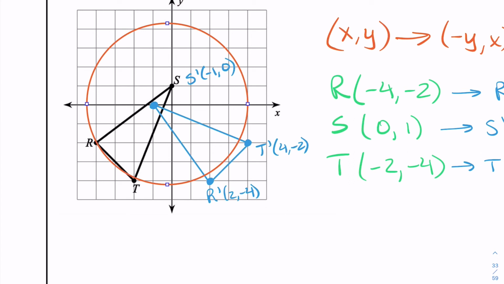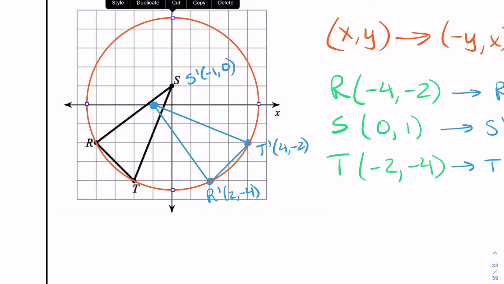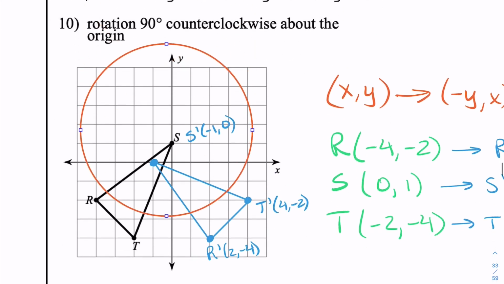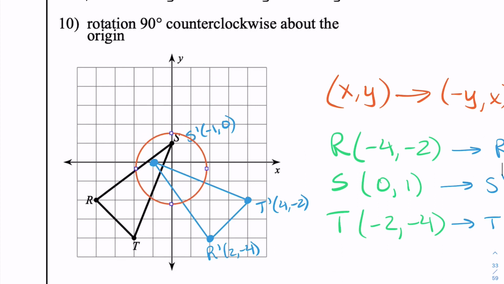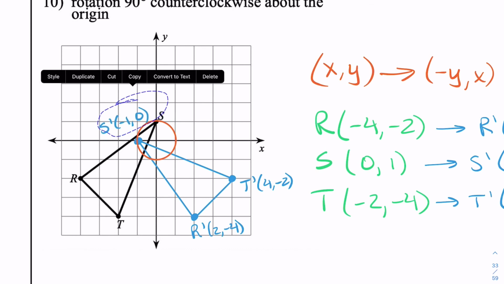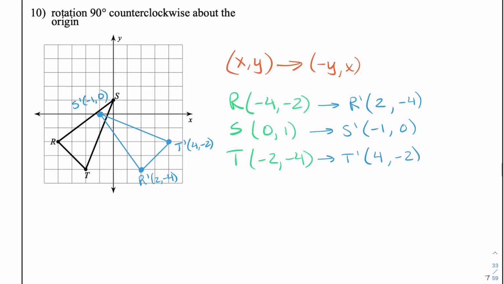T and R stayed on their circle, right? And they spun. R was to the left, T was to the right. R is still to the left, T is still to the right. And then S is on its own circle. Sometimes you have three circles because they're not all perfect, where multiple points lie. And there's your S prime, which I really should put over here because it's kind of hard to see. S prime is over there on its own circle. All right, that's number 10.